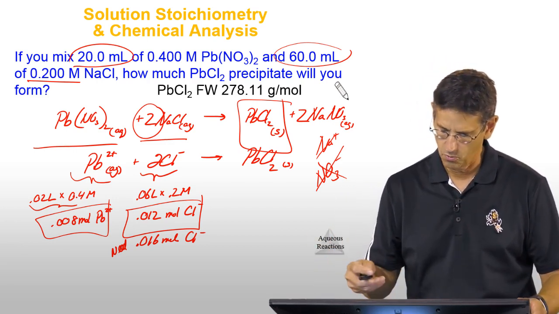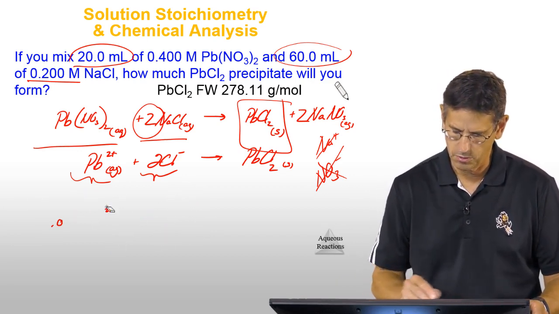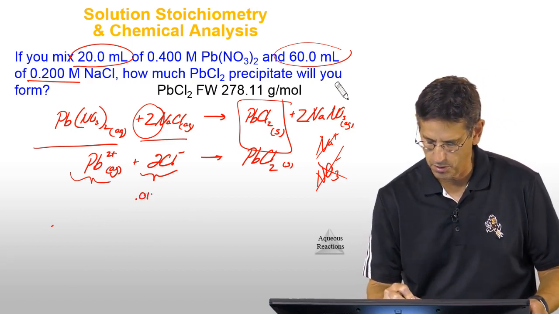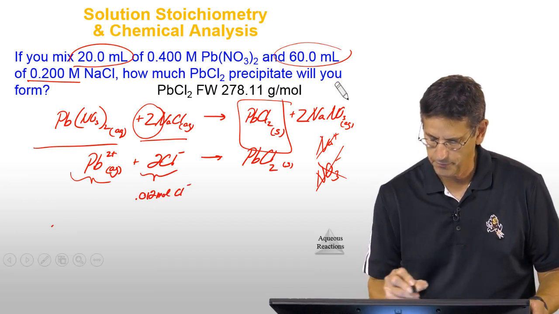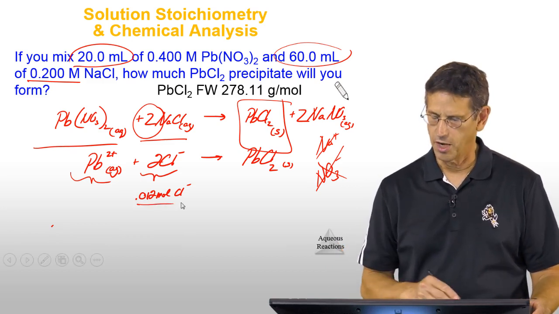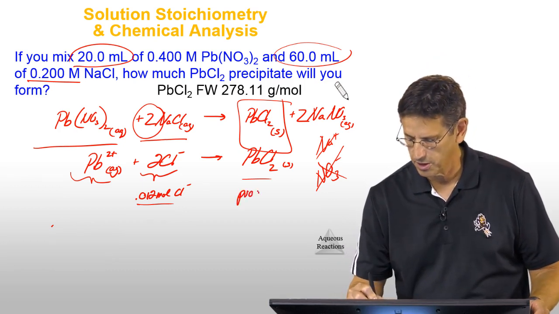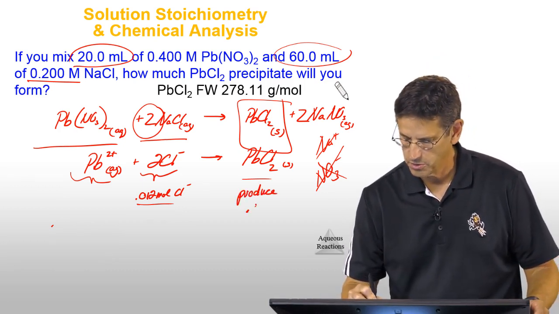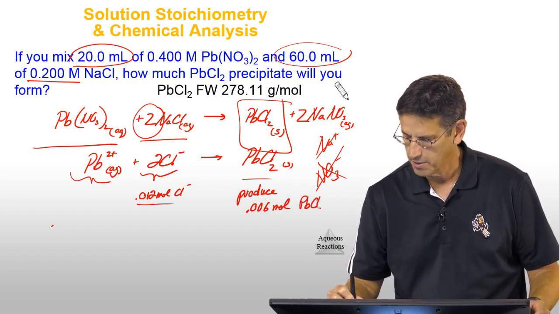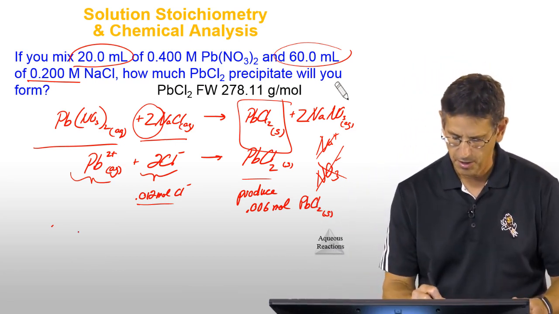Let me erase some of this. So we said 0.012 moles of chloride. Now we still have to look at the balanced equation. For every 2 moles of chloride, we produce 1 mole of lead chloride. So we're going to produce 0.006 moles of lead chloride solid. And you could have figured that out just by using your mole ratios. Let me do that real quick.